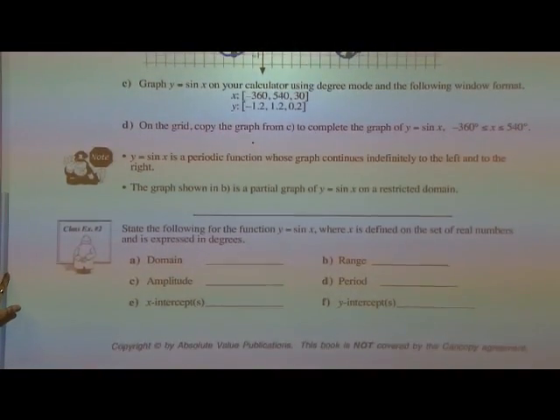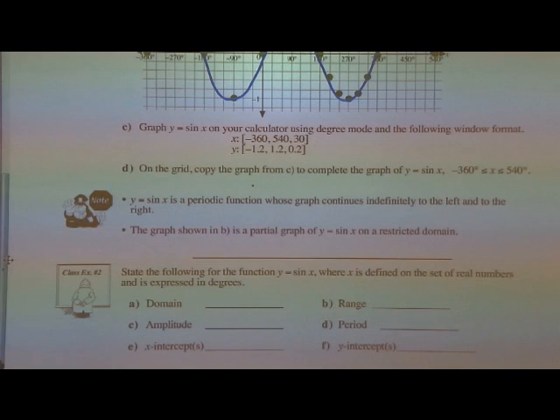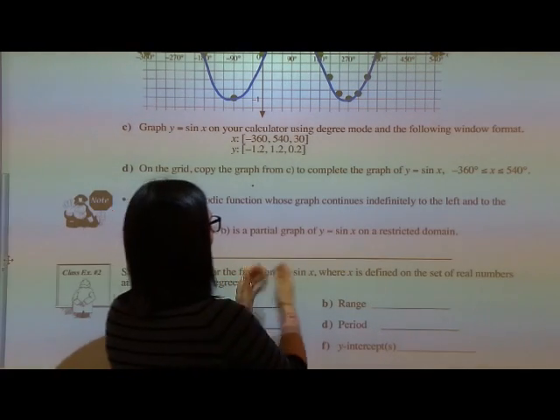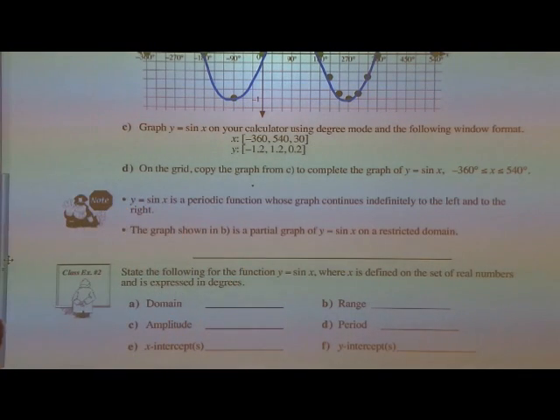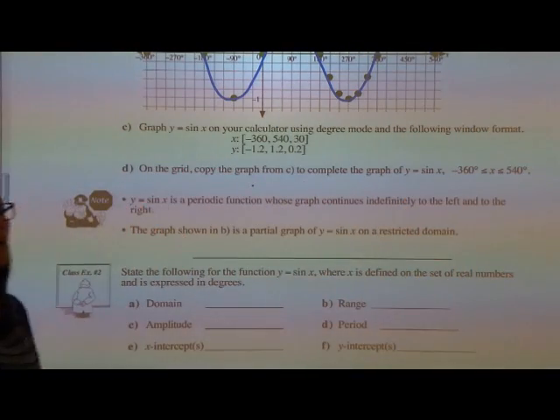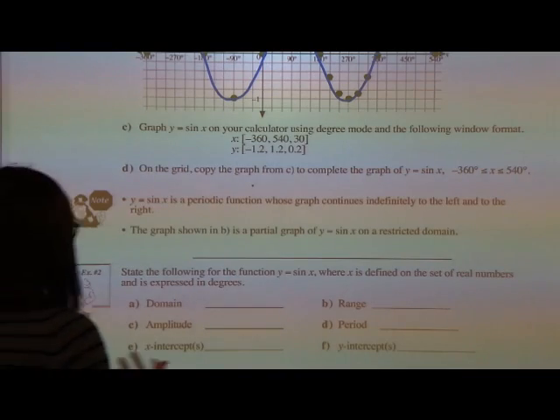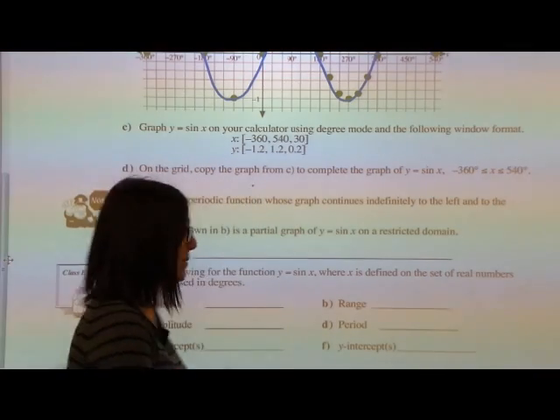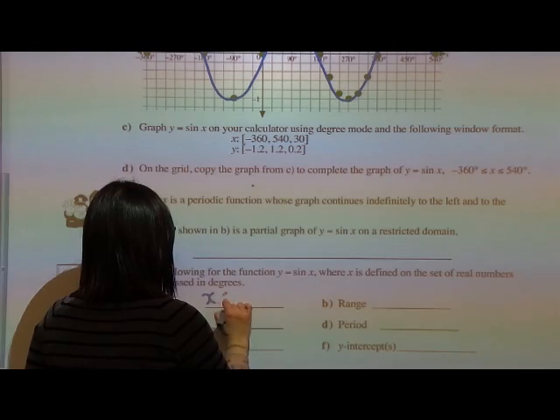Okay? So now using this graph, we're going to state the following for y equals sine x, where x is defined on the set of real numbers, meaning x could be any value from negative infinity degrees to positive infinity degrees. So my domain would be just that. X is a real number.